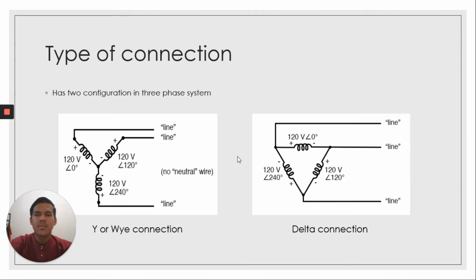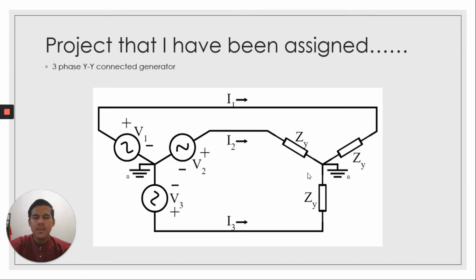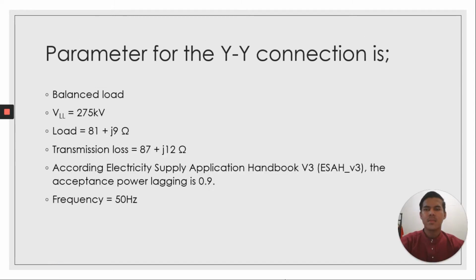There are two configurations of a three-phase system. The first configuration is Y connection, and the second configuration is delta. The project that has been assigned for this semester is that I'm going to study the three-phase Y to Y connected generator.